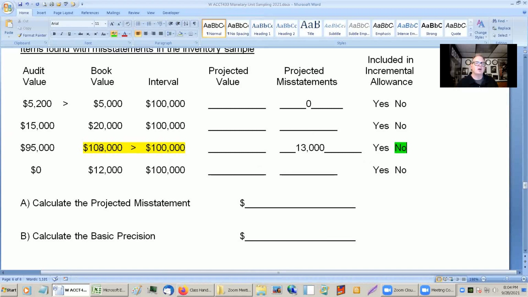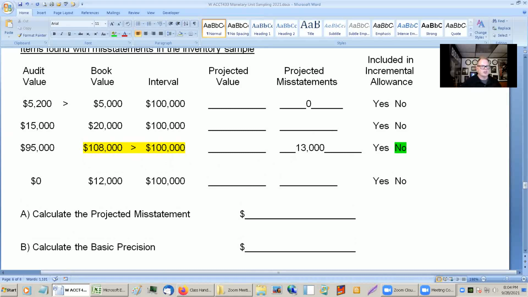113,000? No, it'd be this 13,000. Oh, here, I'll put the calculation here. So 100,000 minus the 30,000, so 108,000. It's the actual misstatement. Right. And this is the actual misstatement.